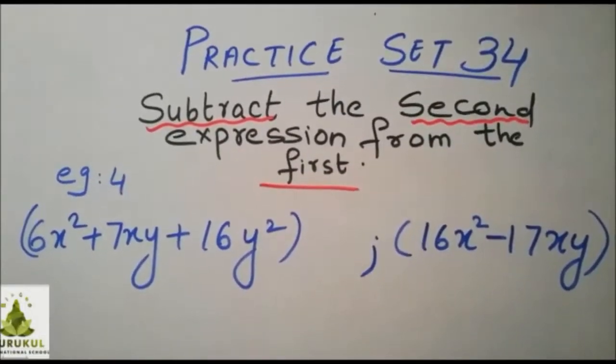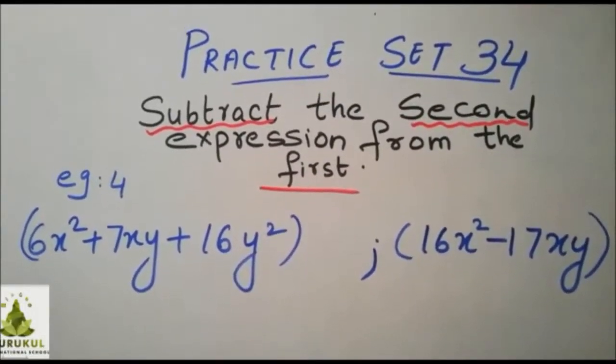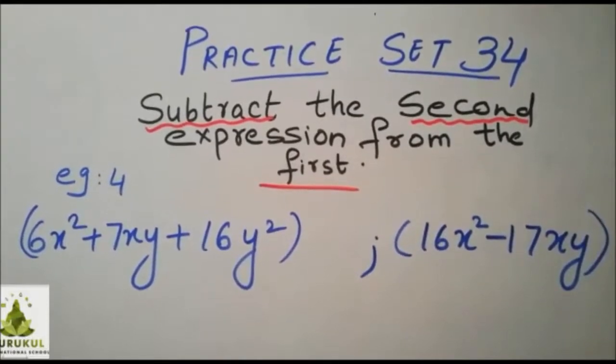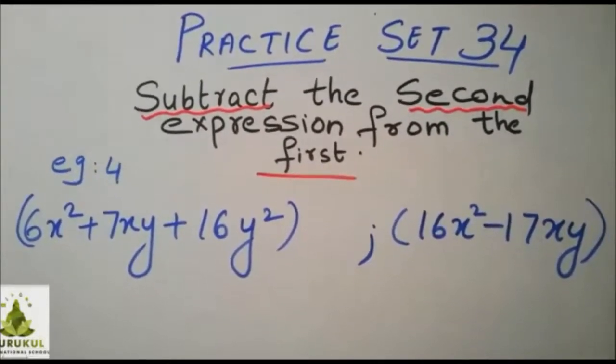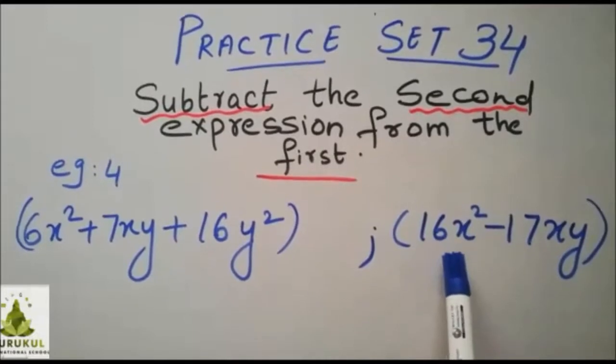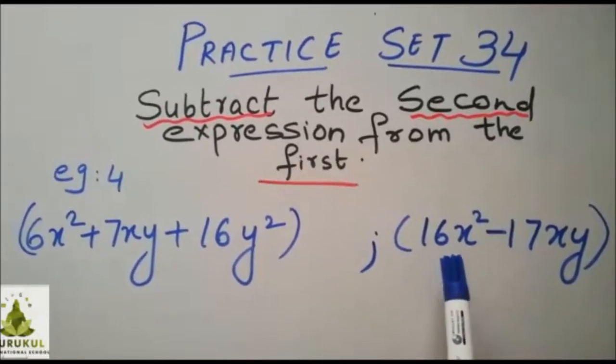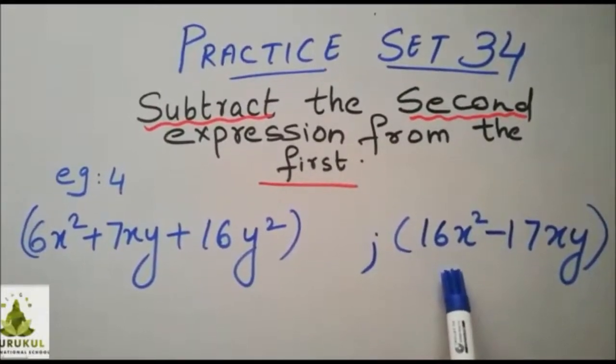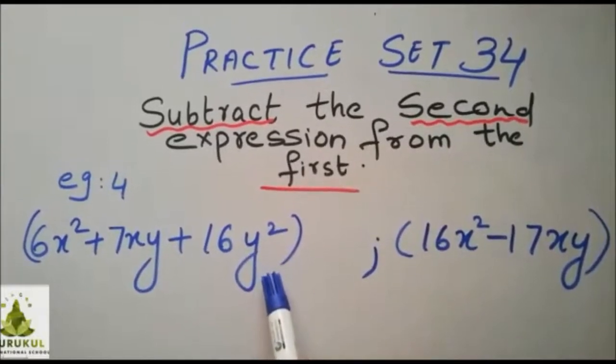Now in practice set 34, let's see example number 4. What we have to do? Subtract the second expression from the first. That means we have to subtract. This is the second expression in the bracket. This expression we have to subtract from this first expression.